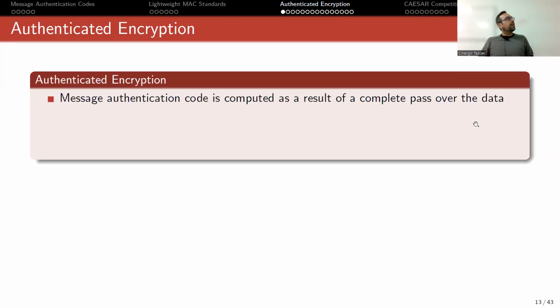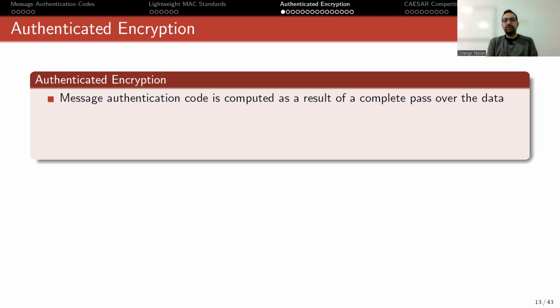All right, so we have seen message authentication codes. We have also seen block ciphers. So we've solved two problems, right? Confidentiality and message authentication. So the question is, can I combine both of them and obtain authenticated encryption? The answer is yes, of course. So let's see how we can do it.